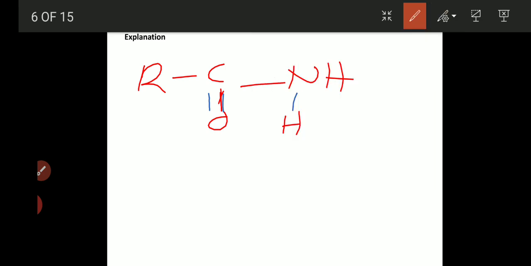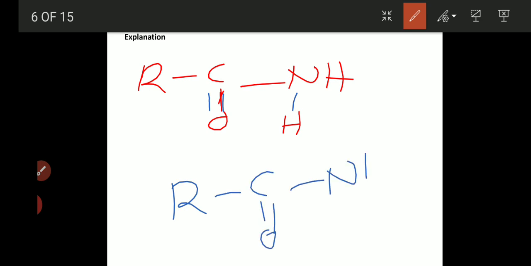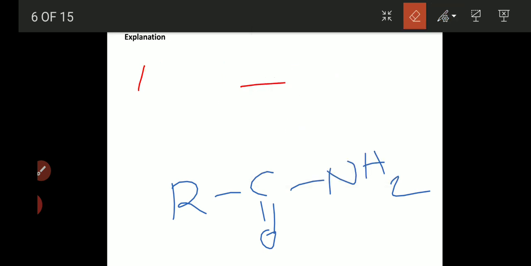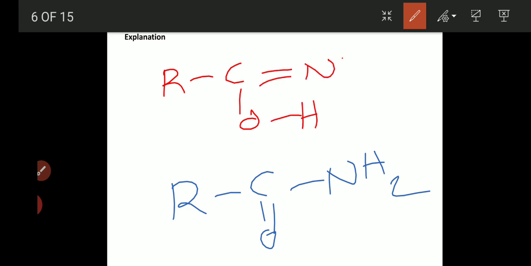Are you able to identify? RCONH2, amide. This is okay. This is how the previous one was. What was the previous one? R C bond O bond H double bond NH.